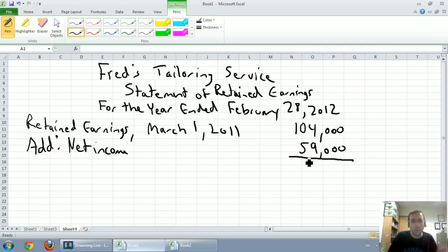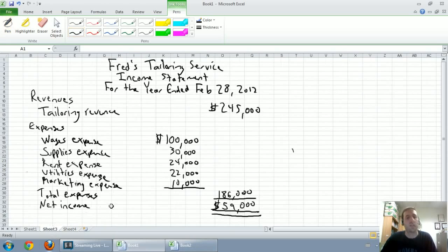This subtotal, we don't have to write a name, we don't have to write down any words, we're just going to write down a number. So our subtotal, 104 plus 59, is $163,000.